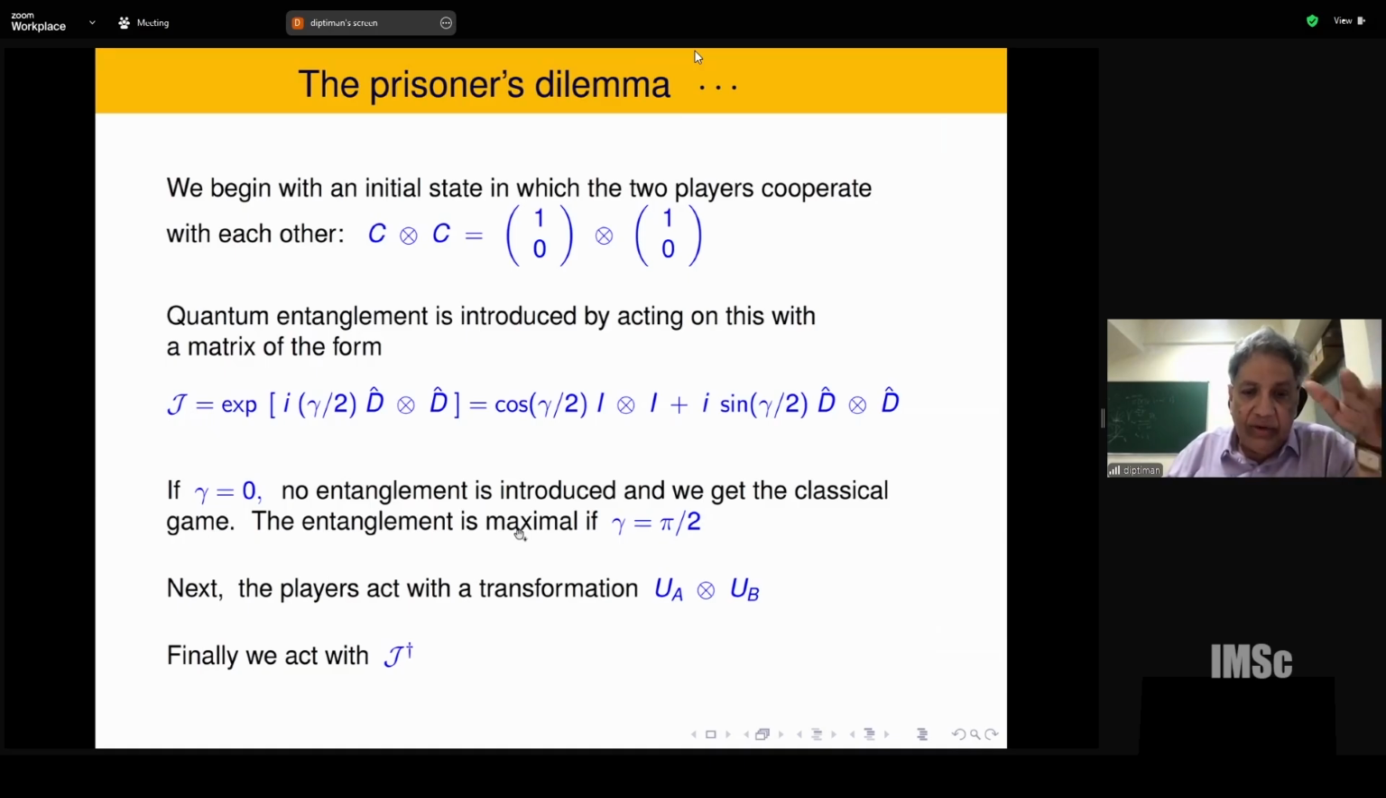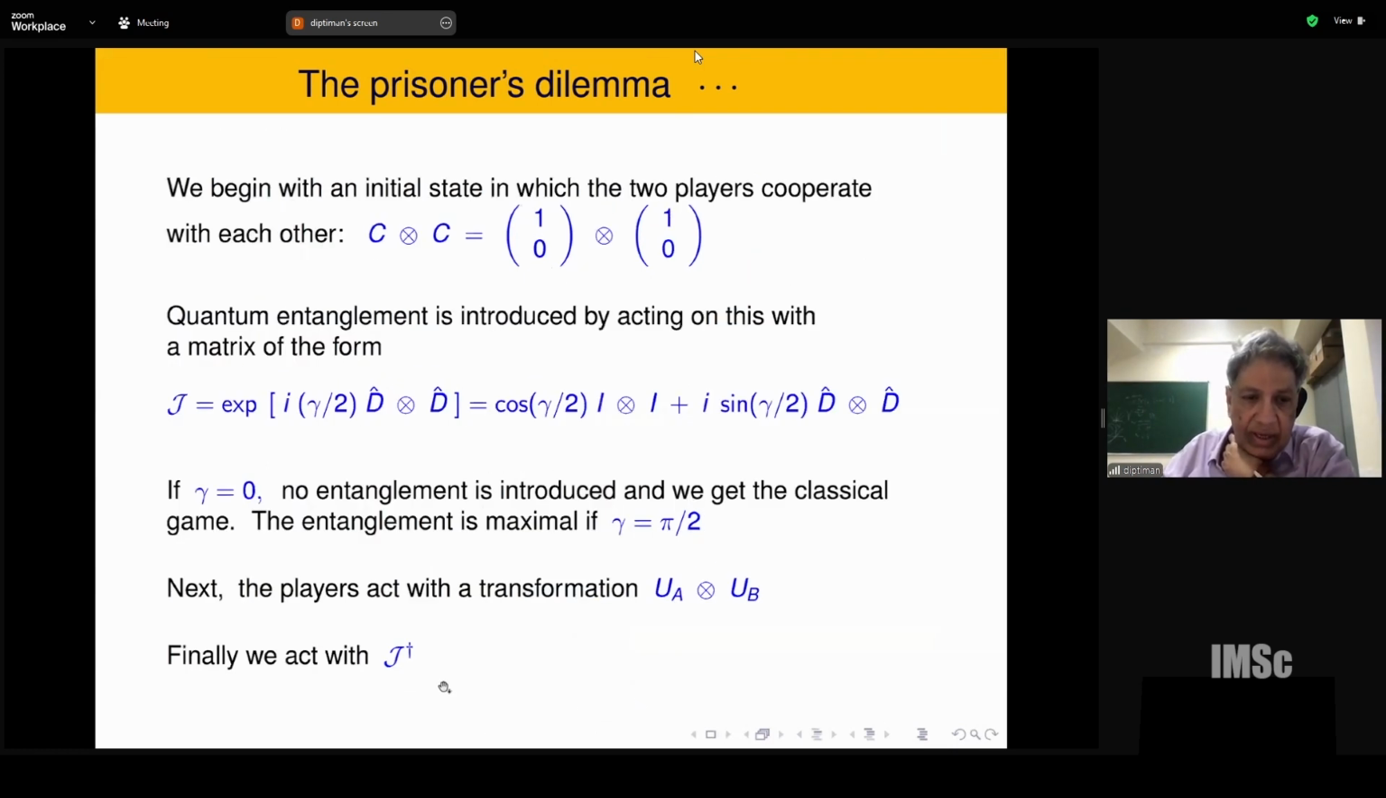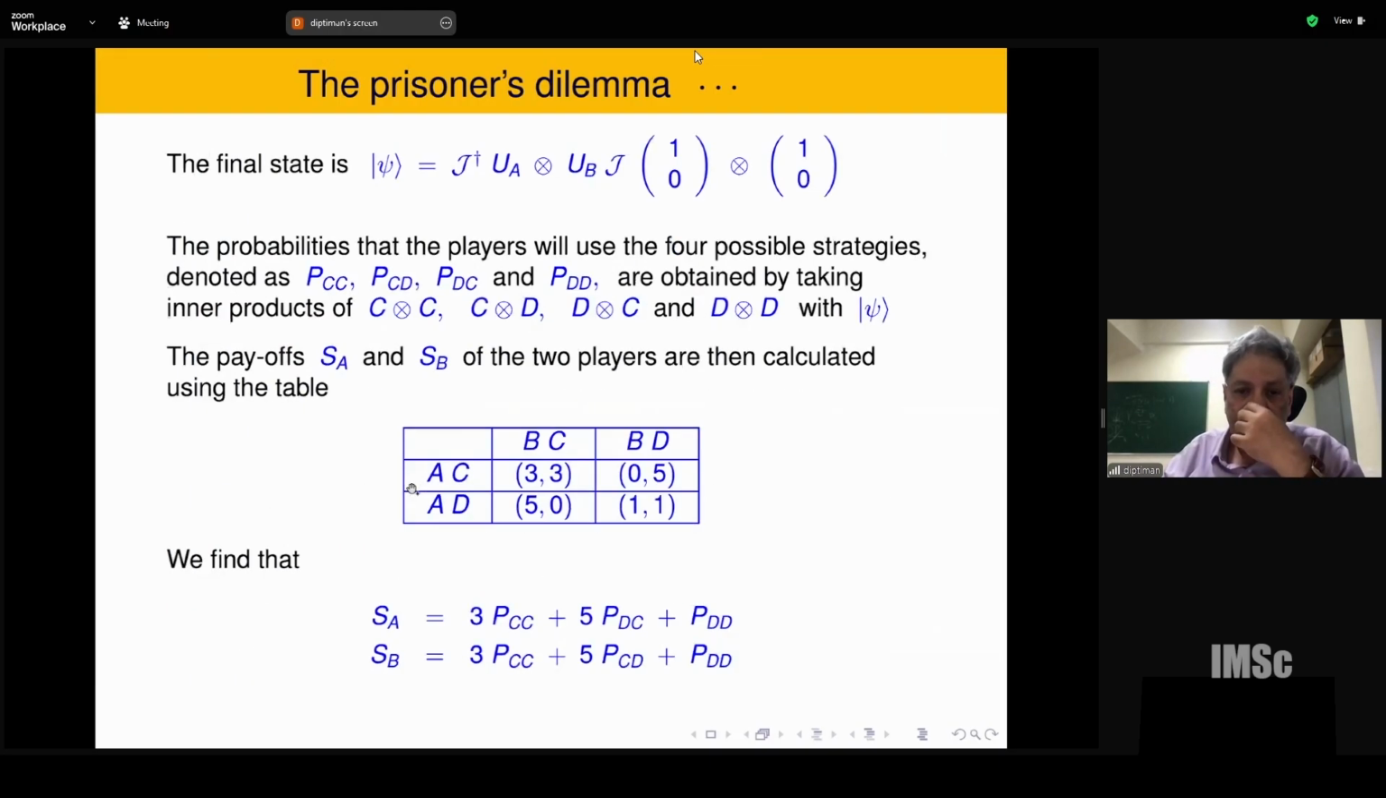Next, the players are going to act with the transformation UA cross UB. And as I said earlier, UA and UB will depend on some angles, theta and phi for player A and some other angles, theta prime, phi prime for B. And then finally, we act with the dagger of J or inverse of J. Okay, so those are the rules. So the final state that you get is the initial state was 1, 0 times 0, 1. Then you acted with J. Then the players act with UA times UB. And then you act with J dagger.